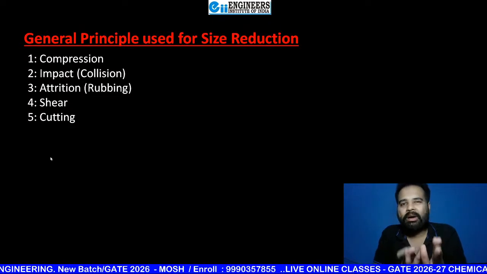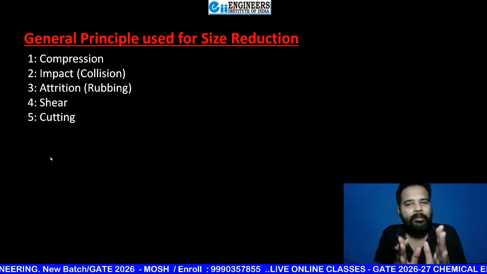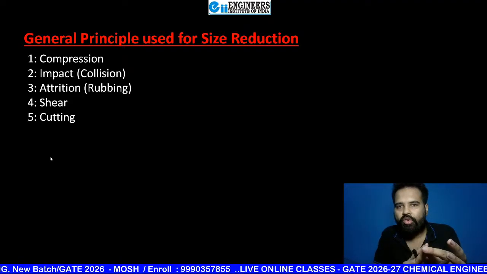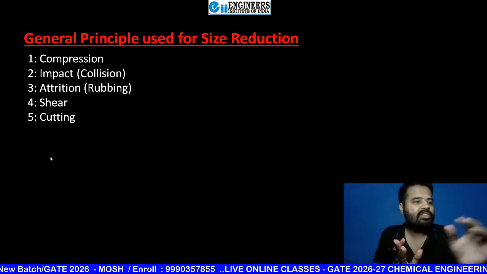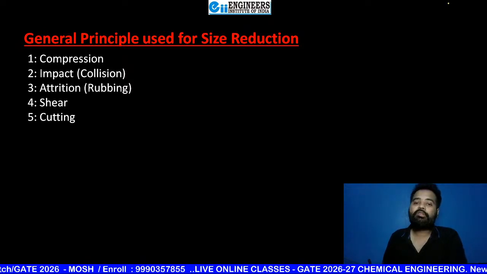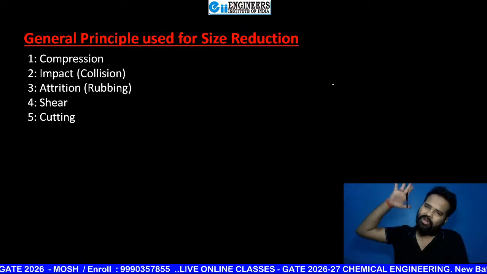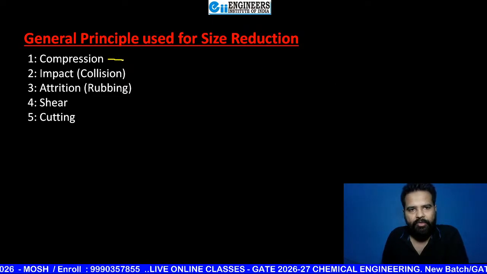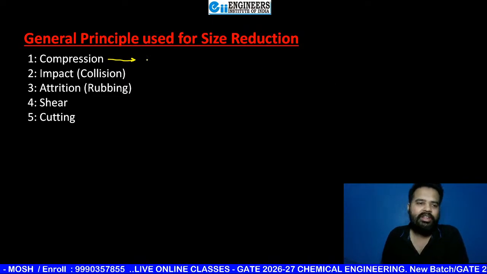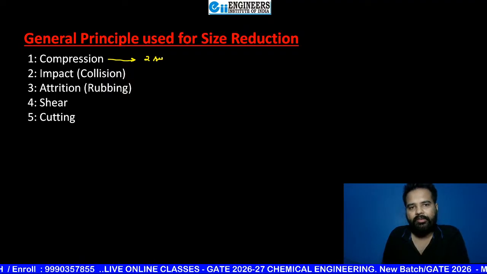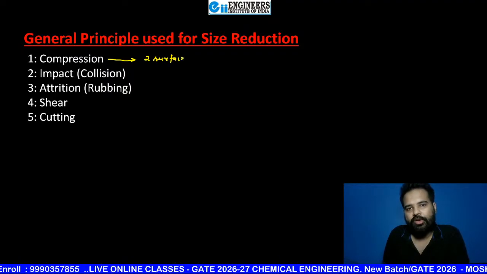Whenever you want to compress, can you tell me the minimum number of surfaces required: 1, 2, 3 or 4? Please tell me, everyone. You are going to compress something, so how many surfaces are required? Yes, definitely two surfaces are required for compression.